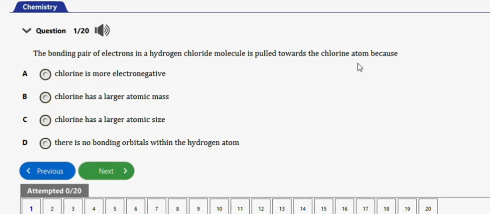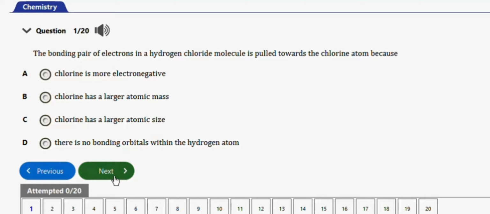is pulled towards the chlorine atom because chlorine is more electronegative. Chlorine has a larger atomic mass. Chlorine has a larger atomic size. There is no bonding orbitals within the hydrogen atom. So the right answer is option A. Chlorine is more electronegative. Very important, guys. That's it for this question.